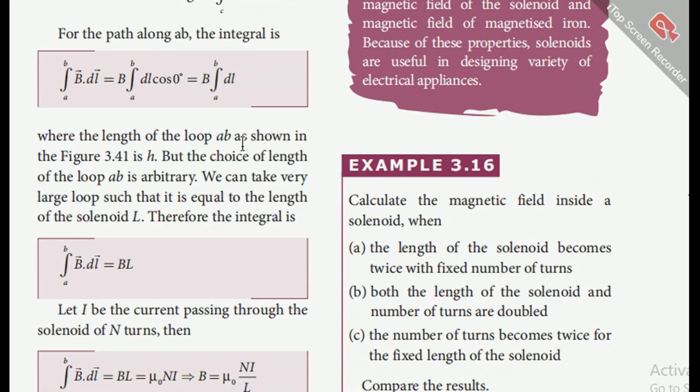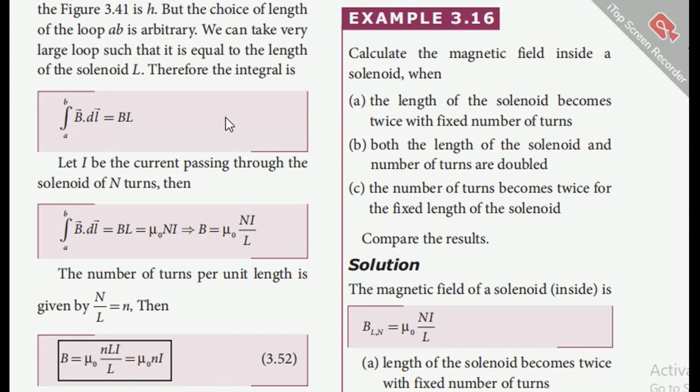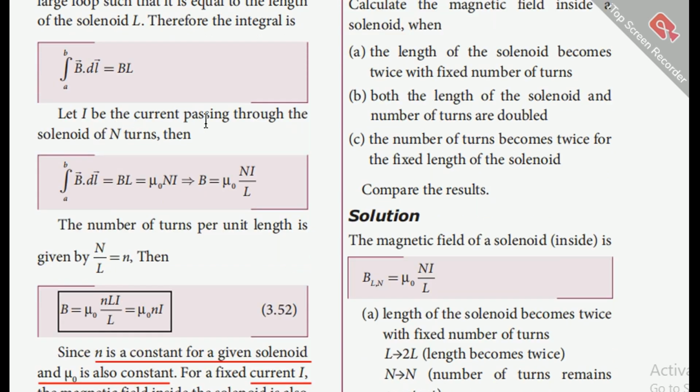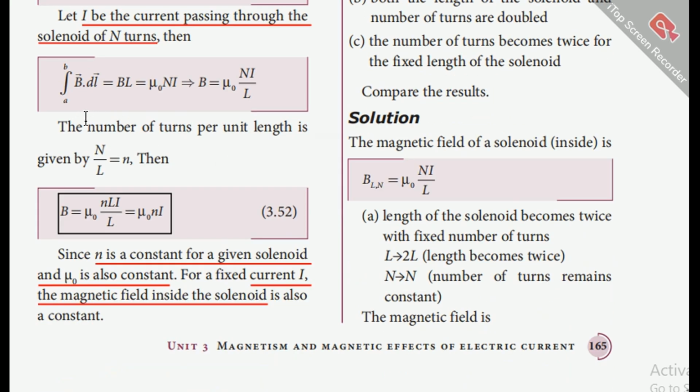as cos 0 is equal to 1. The length of the loop AB is as shown in this figure, that is given by h. But the choice of the length of the loop AB is arbitrary. We can take a very large loop such that it is equal to the length of the solenoid L. Therefore, the integral from a to b of B dl is equal to B times L, where L is the total length, and I is the current passing through the solenoid of N turns. Then the integral from a to b of B dl equal to BL is given by mu naught N I.